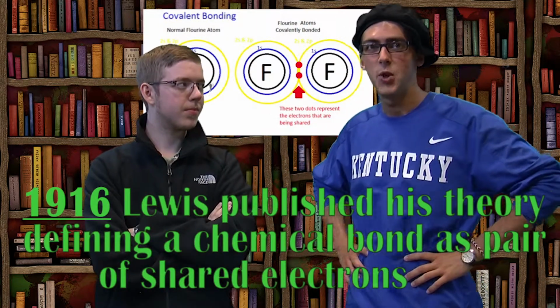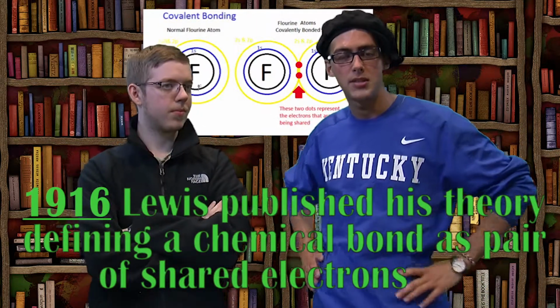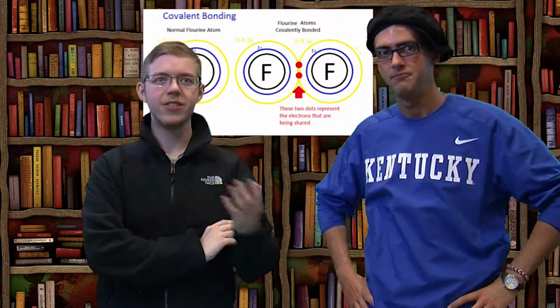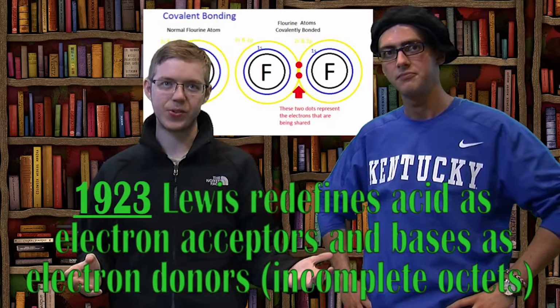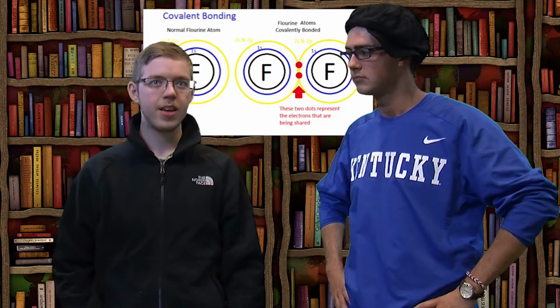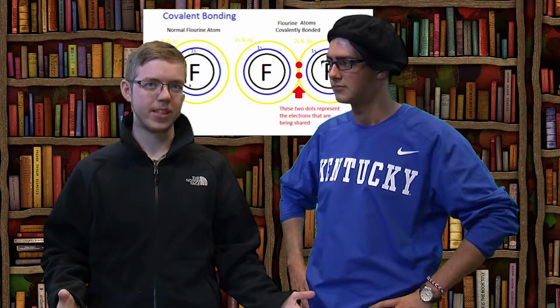In 1916, Lewis published his theory defining a chemical bond as a pair of shared electrons, and that's where our modern-day Lewis structure actually comes from. And later, in 1923, Lewis redefined acids as electron acceptors and bases as electron donors, explaining the incomplete octets. He sure did touch on all the bases of the X-ray of the atom, didn't he?